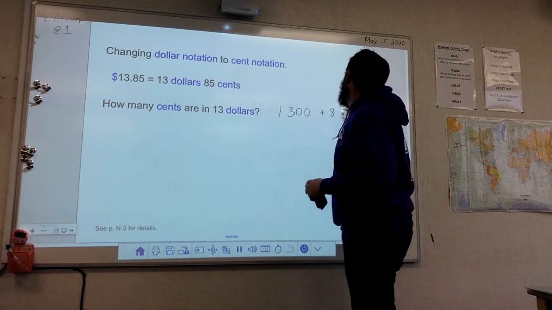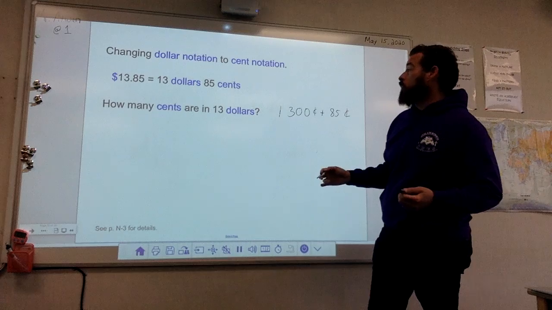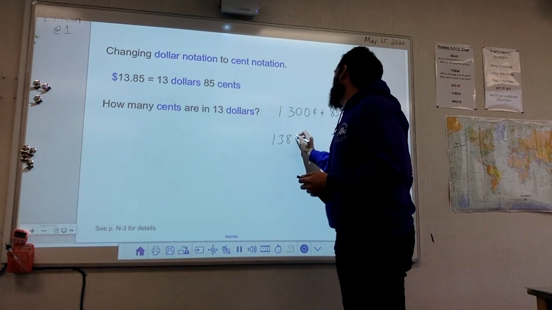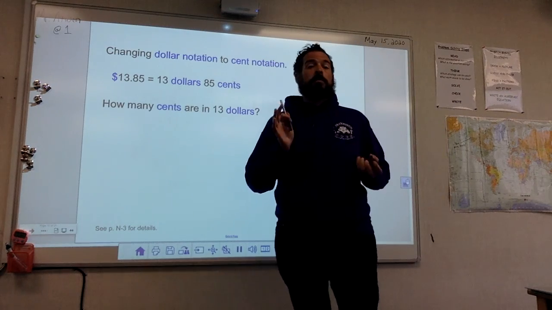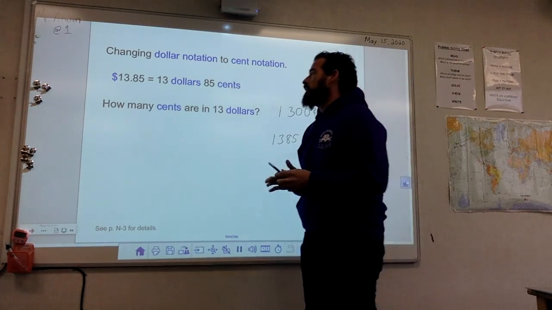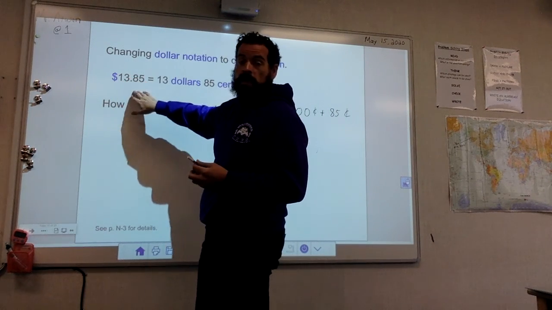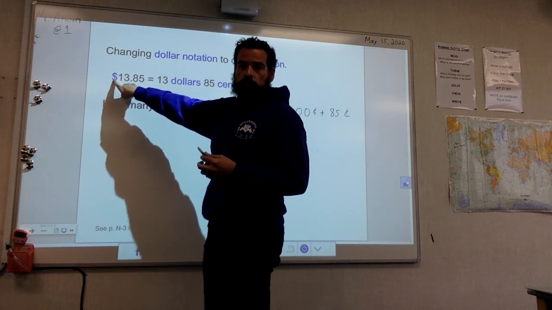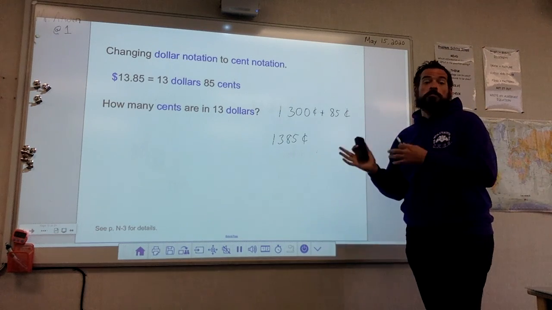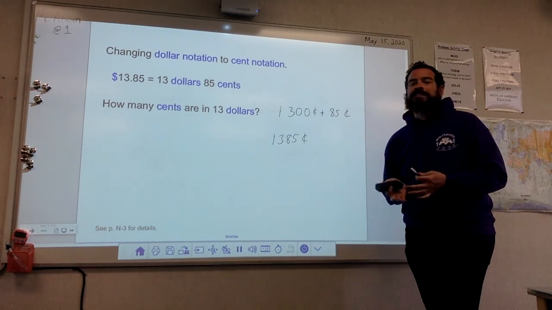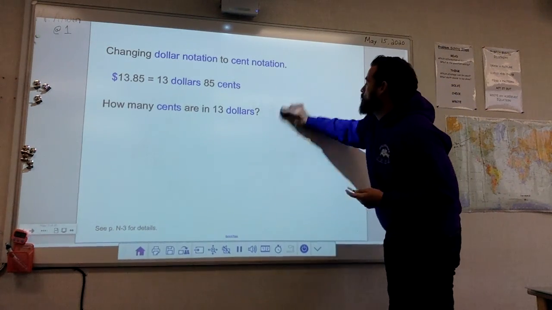Then we have 85 cents. So basically we're going to add that to that, and that's going to be 1,385 cents. Now, if you notice what we are doing here, remember when we write the cent notation, we don't have a decimal. So basically, if you're given this amount, you just take out the decimal. Instead of having a dollar sign at the front, you put the cent sign at the end, and that will give you your answer. So if you remember that too, to take out the decimal, put your cent sign. Pretty easy to change from dollar notation to cent notation.